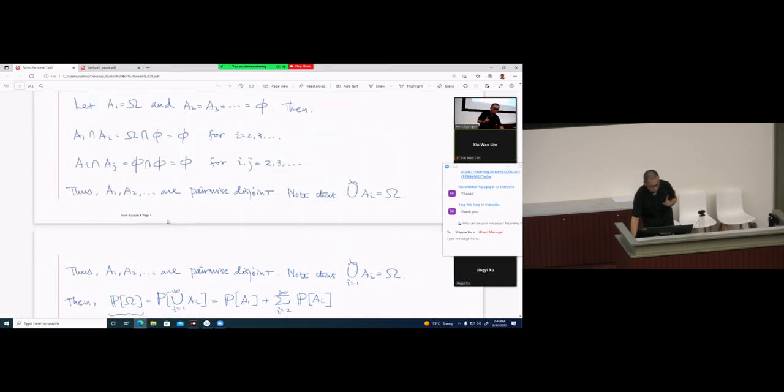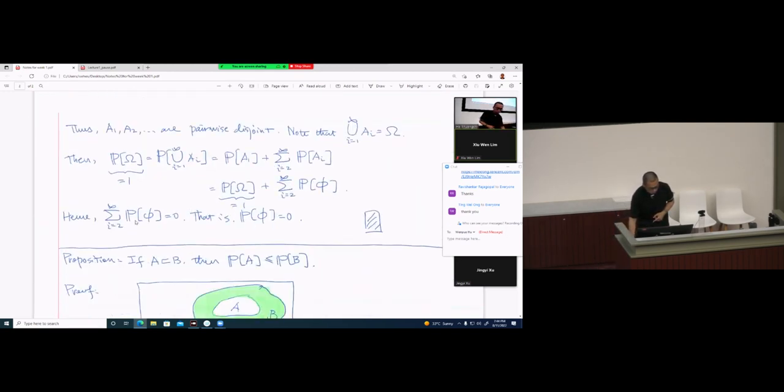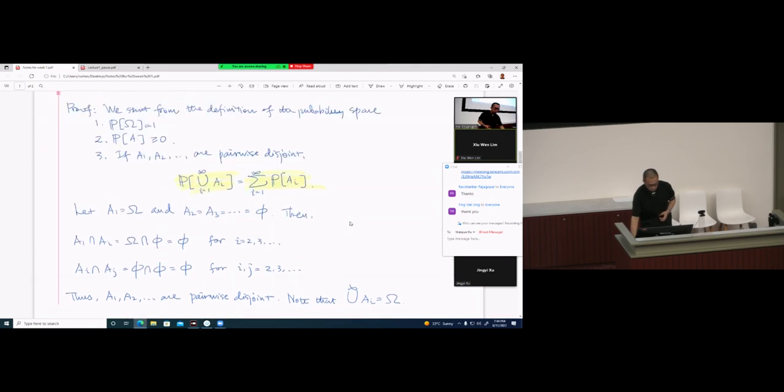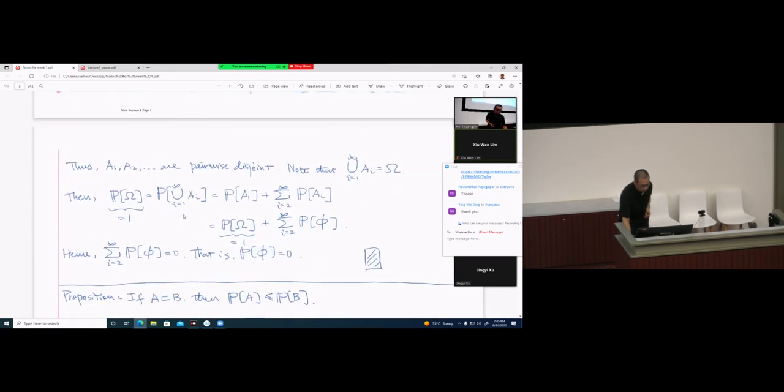And now we can use the second property: the probability of any event must be bigger or equal to 0. Then the sum of a lot of the same thing is equal to 0, which means that each thing must be equal to 0, because each one must be bigger or equal to 0, right? In this way, you can see that the probability of the empty set must be equal to 0. So that's the proof. I think the proof is very simple, but also very nice, because even for this very intuitive result, we have used all three conditions of the probability space, right? So this is how to prove that the probability of the empty set is zero.